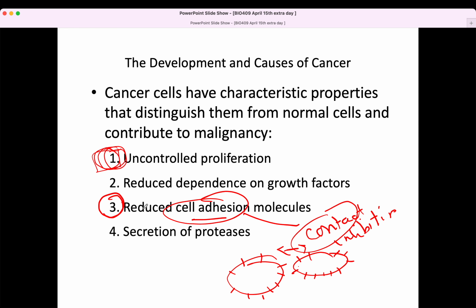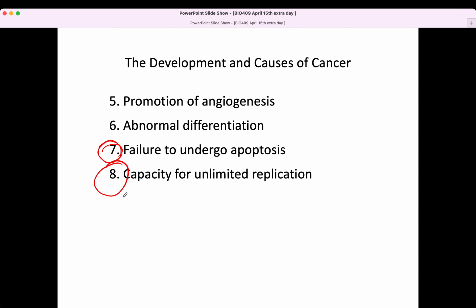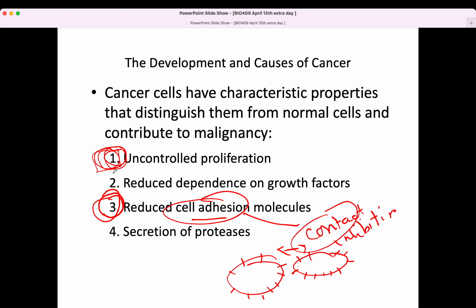We could reorder the list, because we've got uncontrolled proliferation, then apoptosis. Then our next favorite thing to say is that they're immortal and they lack contact inhibition. Then the next one is listed here, and we'll deal with it separately, but it really follows up on the first one, and I think that's why it's listed in this order here.